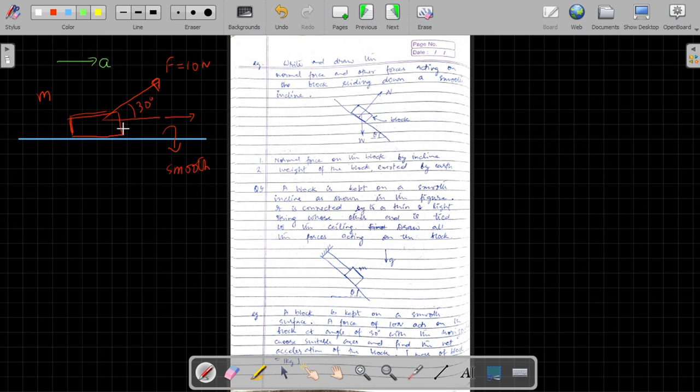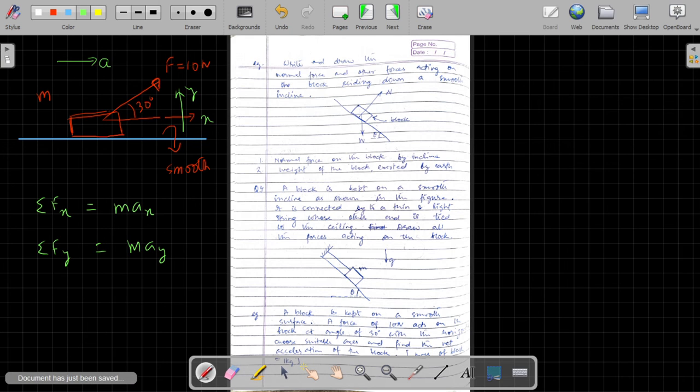So that is marked by a. So our one axis would be the x axis, and the other axis would be the y axis. So we will then write the equation: sum of forces in x direction is equal to mass times acceleration in x direction, and sum of forces in y direction is equal to mass times acceleration in y direction.